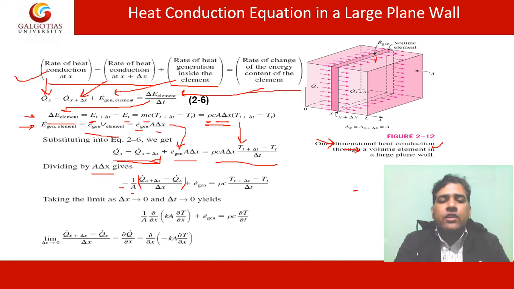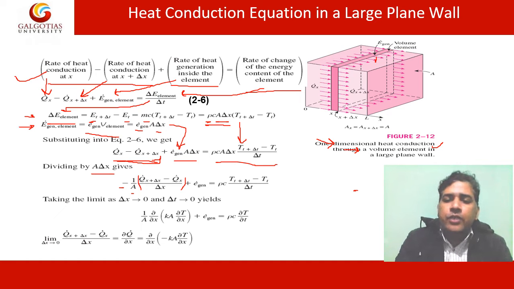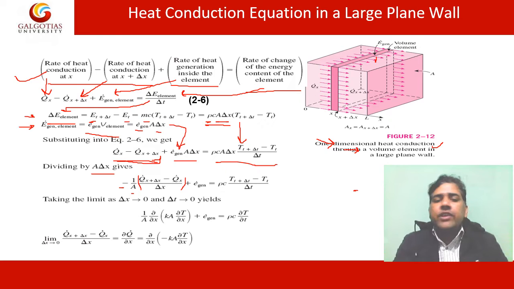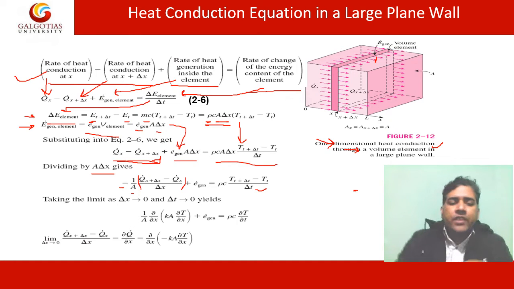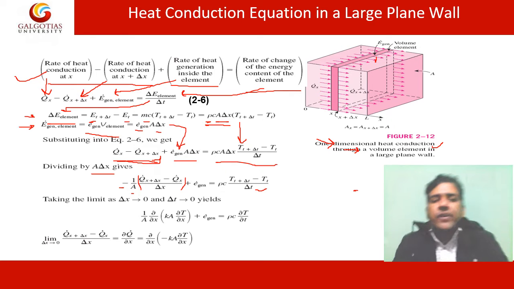So the energy generation, I mean the heat per unit volume, will be equal to rho C times T at time t plus delta t minus temperature at point x at time t, divided by delta t. Okay, this delta t is basically the time. Capital T is the temperature and small t is the time, so don't confuse small t with capital T.